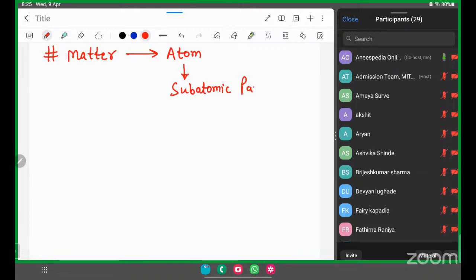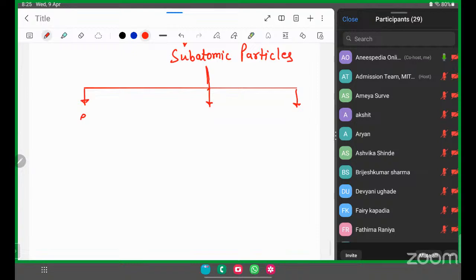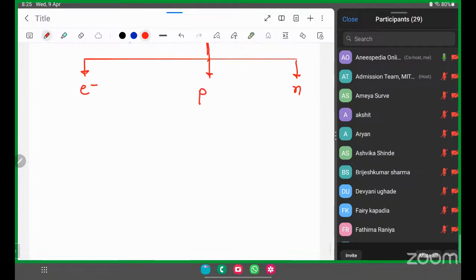Subatomic particles. So we have three subatomic particles. Basically, we have more than three, but there are only three in which we are interested. Electron is one of them, then proton and neutron. Basic information about electron, proton, and neutron you must have.